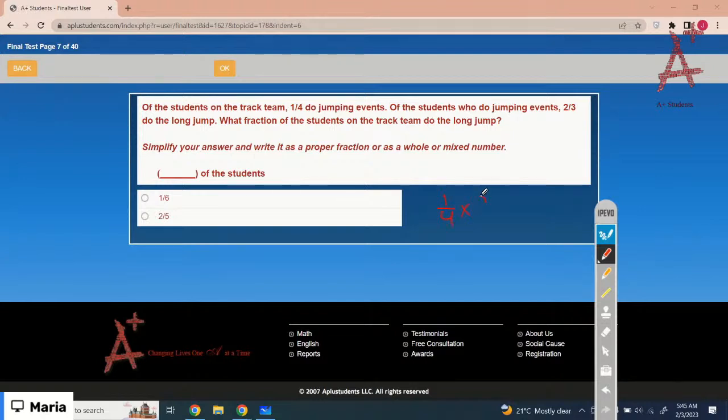Just do 1/4 times 2/3 because you have to calculate 2/3 of 1/4. So you have to do 2 times 1 is 2 and 4 times 3 is 12. So just divide them by a common factor. The common factor is 2. So divide them by 2. So 2 divided by 2 is 1 and 12 divided by 2 is 6. So it would be 1 over 6. The correct option is 1 over 6. Got it?